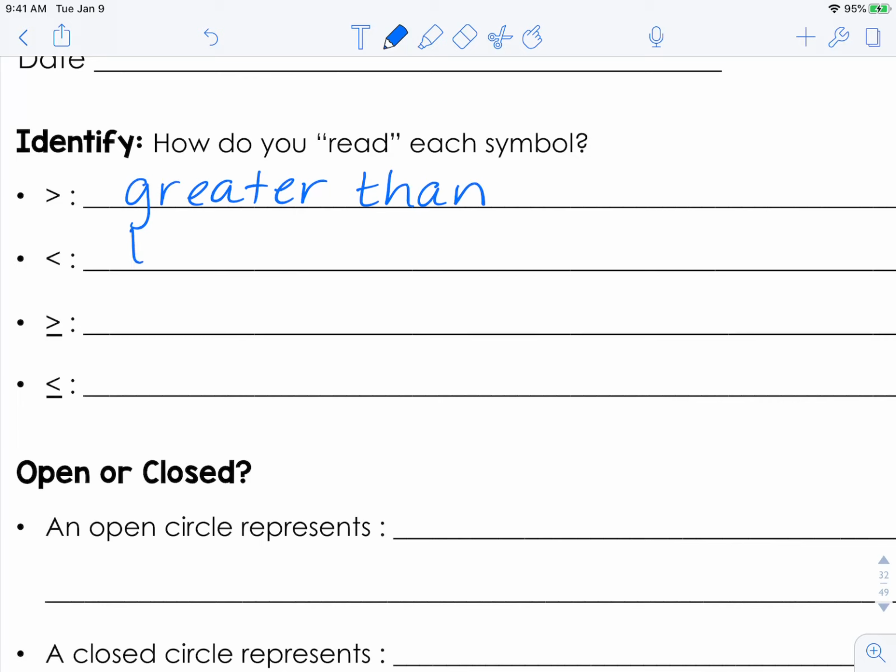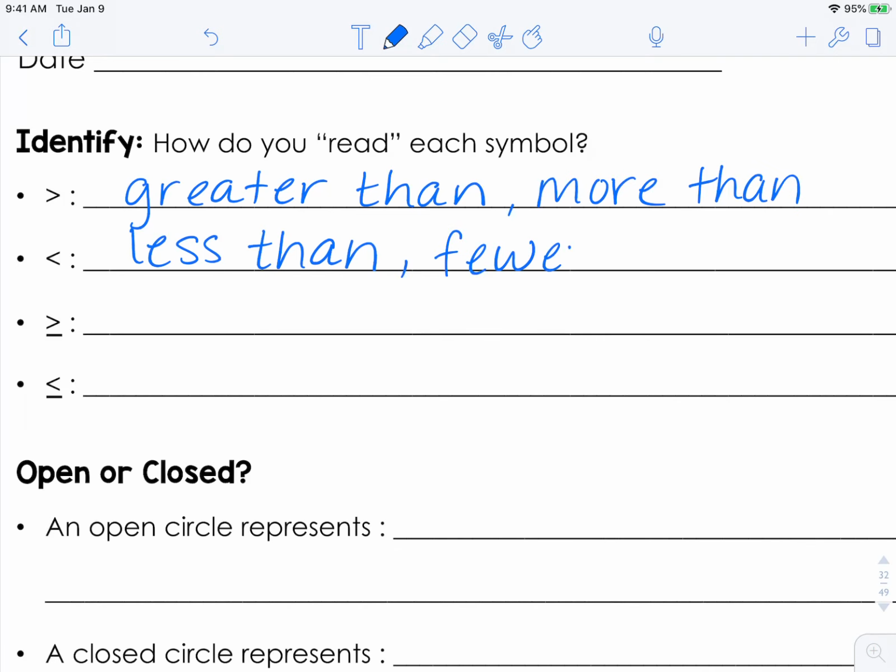This one here is read as less than. And there are variations to this. Greater than also could be more than. Less than could also be fewer than. The terms I'm giving you right now are not going to be the only ones used. They're just going to be some of the most common ones.